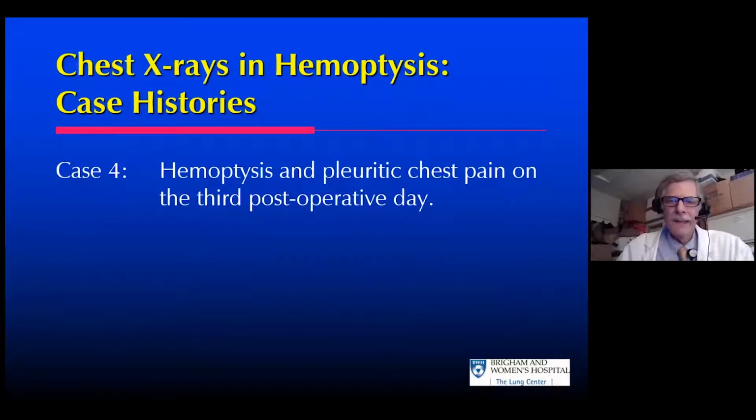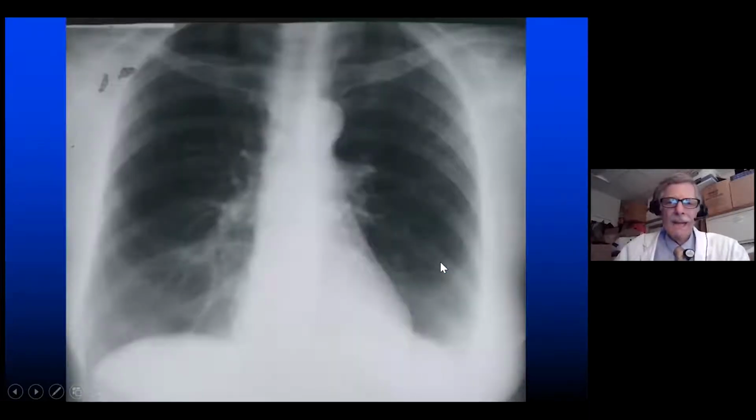Okay, last case. A patient with hemoptysis and pleuritic chest pain post-operatively. And here's the x-ray. Not much really, other than probably some blunting here of the left costophrenic angle. It would be clear on a lateral. The diaphragm on the left a little high compared to the right, so maybe there's some atelectasis behind the heart.